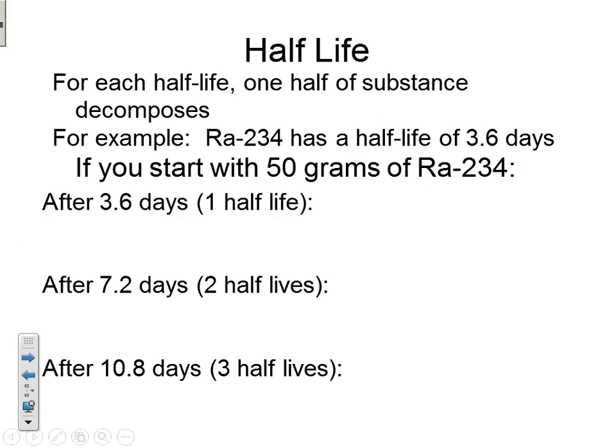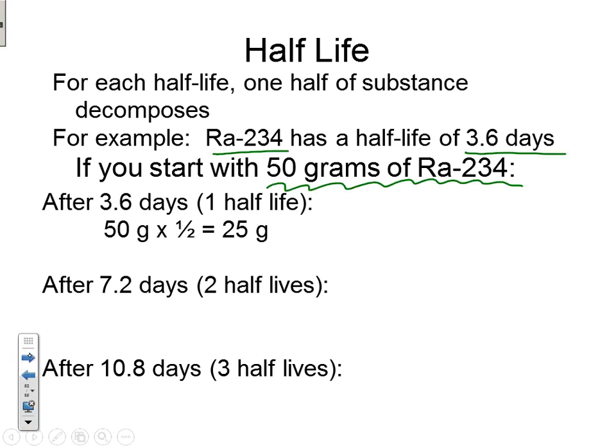Now, for each half-life, 1/2 of the substance decomposes. If we start putting numbers with this with actual amounts, if we take an example of radium-234, its half-life is 3.6 days, which is pretty short. So if you start with 50 grams of your radium-234, that's your stuff that's radioactive, right? All 50 grams of that would be radioactive. If you let it sit for 3.6 days, which is 1 half-life, the amount that's going to still be radioactive at the end of that is going to be half of it. So 25 grams would still be radioactive at the end of that period.